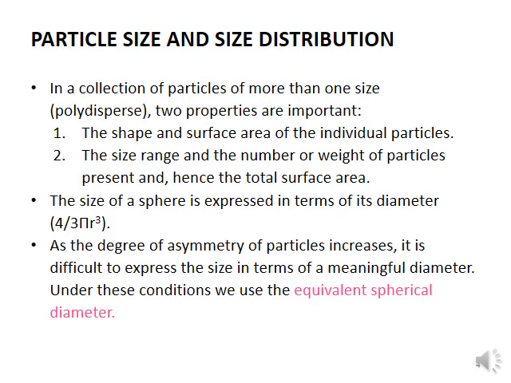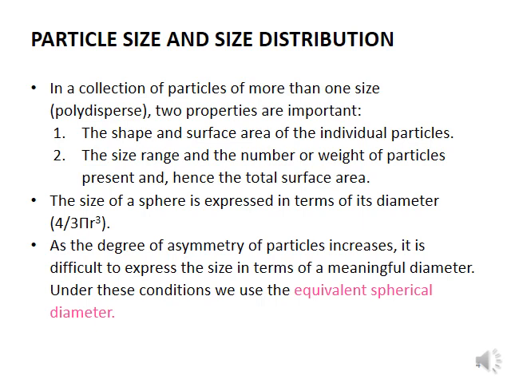When we have a collection of particles of more than one size, which we call polydisperse, there are two important properties that we need to determine: first, the shape of the particle and surface area of the individual particle; second, the size range and the number or weight of particles present, and hence the total surface area. The size of a sphere is usually expressed in terms of its diameter.